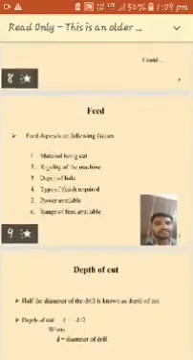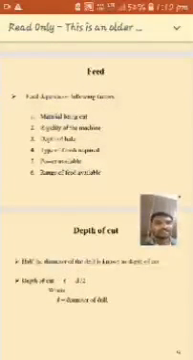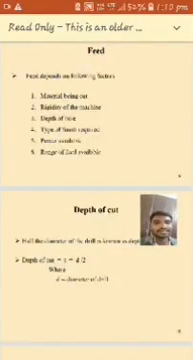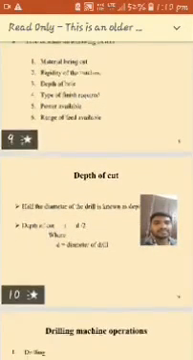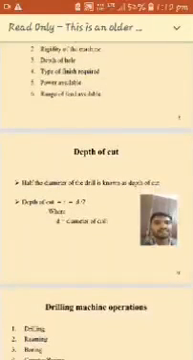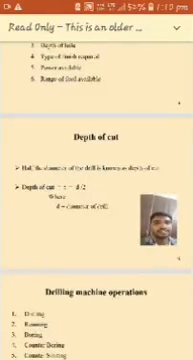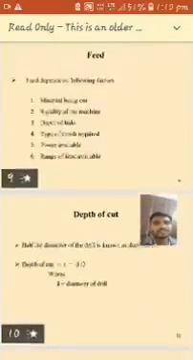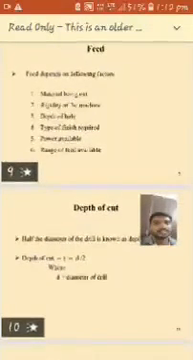The feed depends on the following factors. The first is the material being cut, the second is the rigidity of the machine, the third is the depth of the hole, the fourth is the type of finish required, the fifth is the power available, and the sixth is the range of feed available. These are the factors the feed depends on.